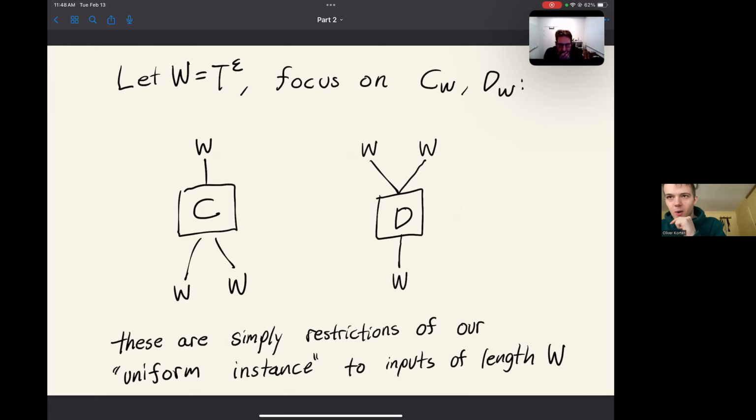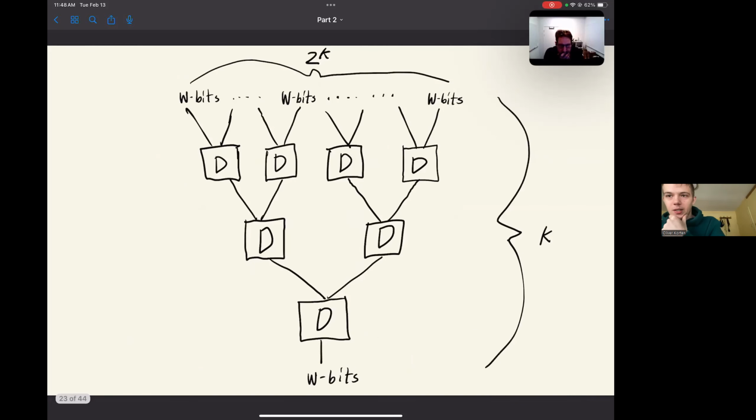Great. And so the idea is, like I said, what we want to do is somehow use this compression and decompression scheme to compress down the memory of our computation. So how are we going to do this?